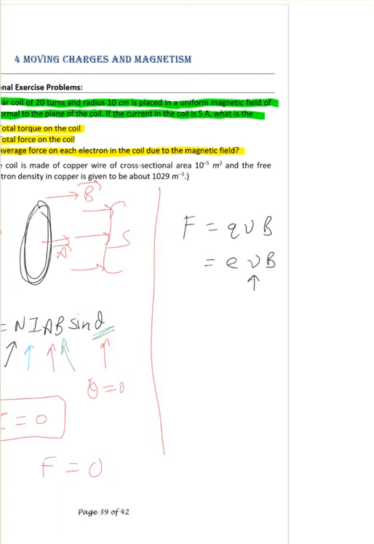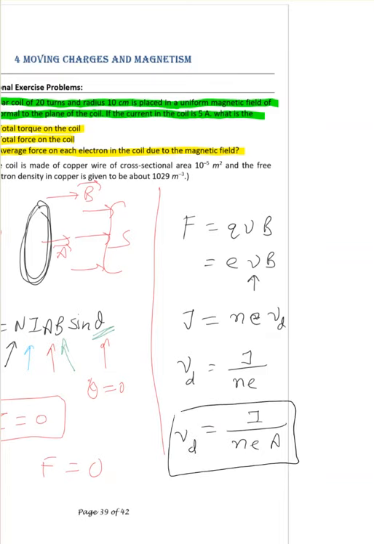When electric current is passing through a wire, the electrons have drift velocity, and drift velocity can be calculated by the formula J is equal to nevd. So the drift velocity Vd is J by ne. What is J? J is current per unit area, so it is I by A. If we can calculate the drift velocity, we can find out the force on the charge. So first calculate Vd with equation 1, use it in equation 2, and then you will be able to find out the force.